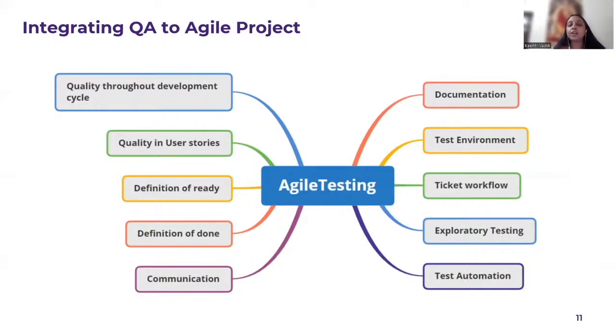And definition of done: each team has its own definition of done checklist. So make sure that QA gets the definition of done checklist before picking up any user stories, so that they will know the scope of user story testing.